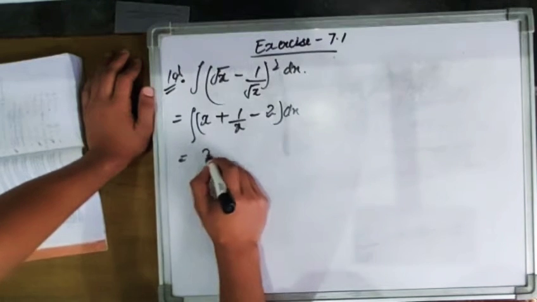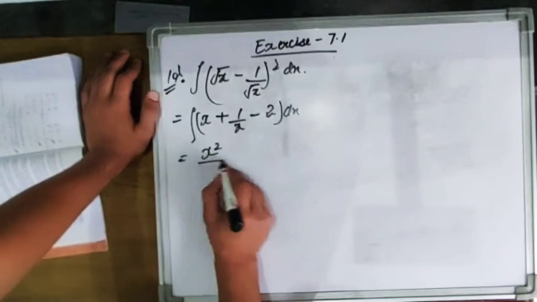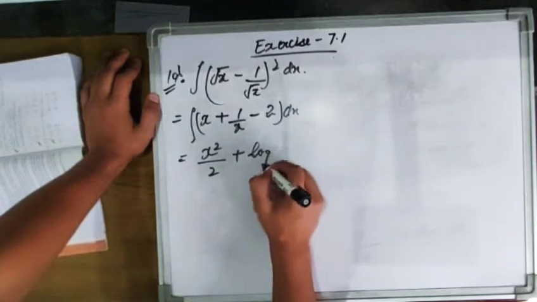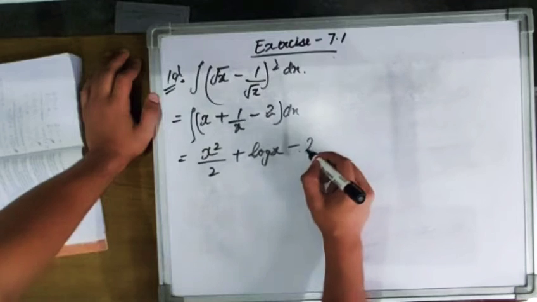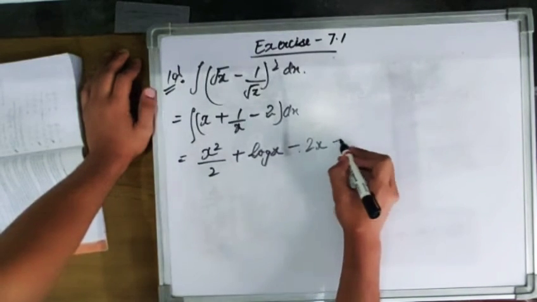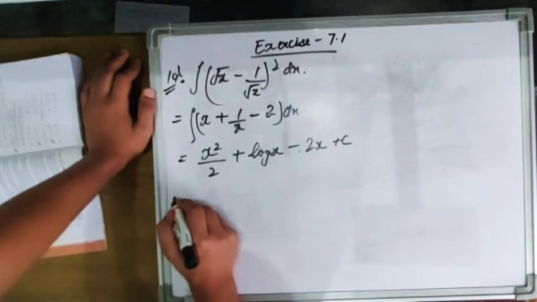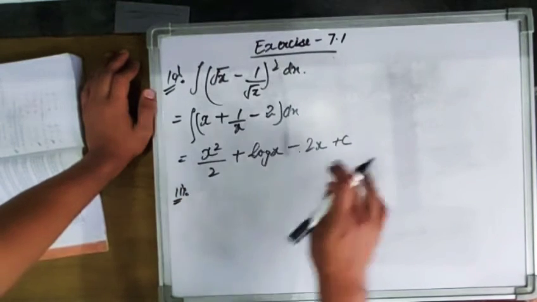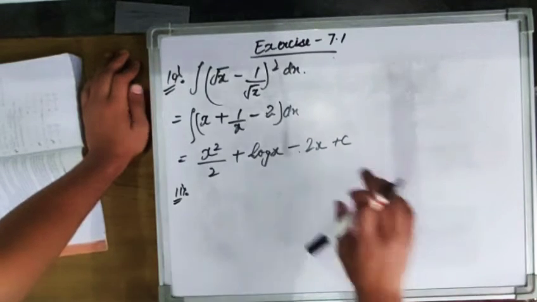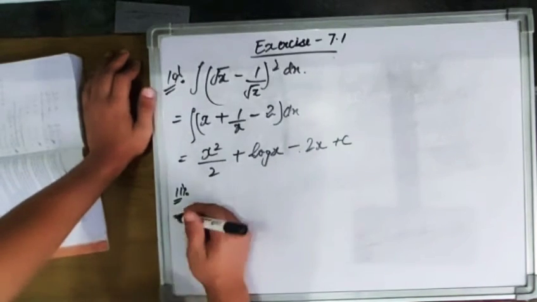Here we have the integration of x is x square upon 2, the integration of 1 upon x is log x, and the integration of 2 is minus 2x. Simple. Plus c, the constant term. It is very important to add a constant term because we cannot determine the constant from this method.